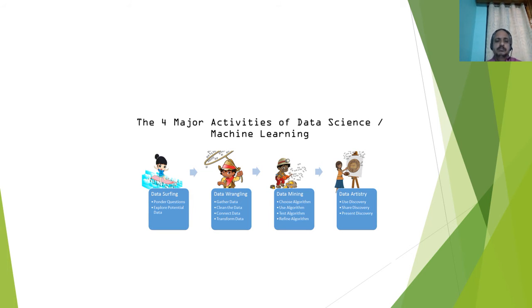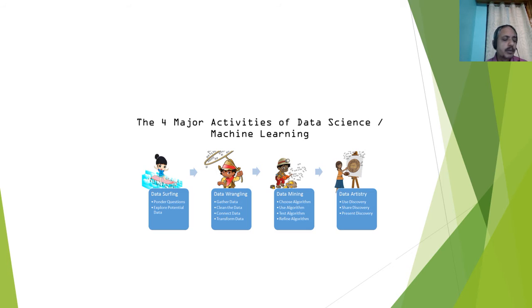So in day-to-day life, this particular graph is suitable for the companies where you work. There will be four different teams in data science companies. The first is called the data surfer, the second the data wrangler, the third the data miner, the fourth the data artistry. They are the four classes within data science. In big companies, each of the four will have an independent team. In a small company, you have to do all four.